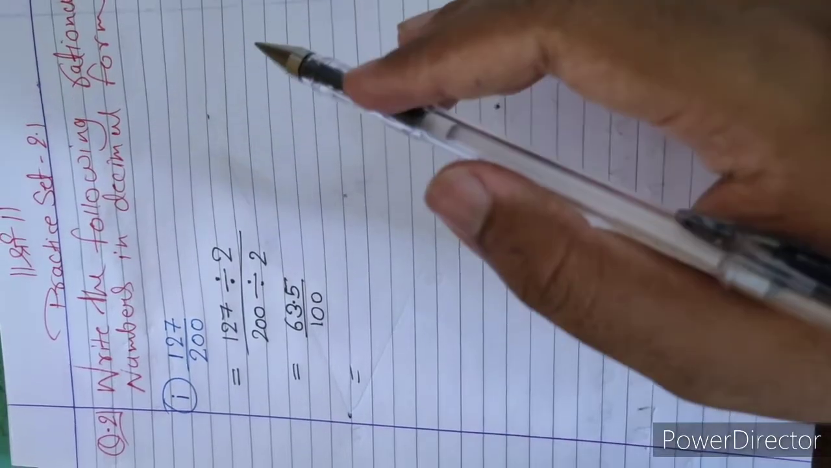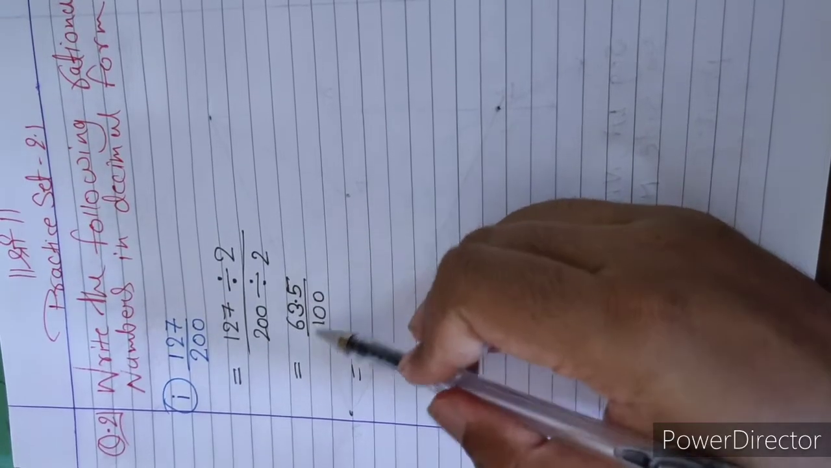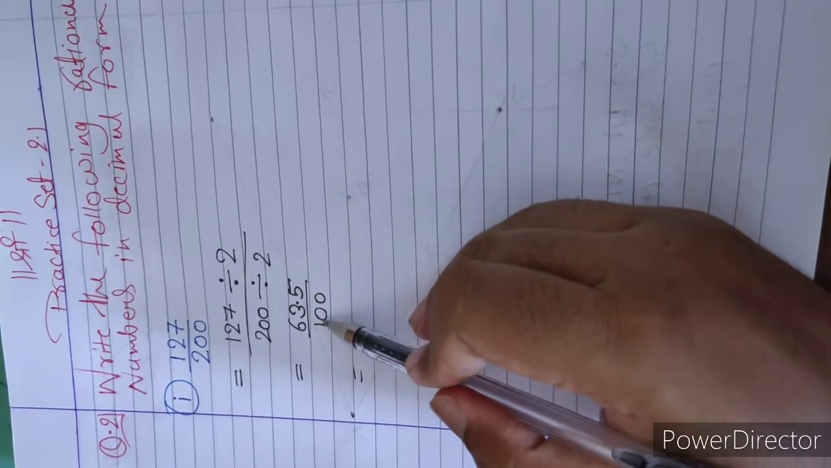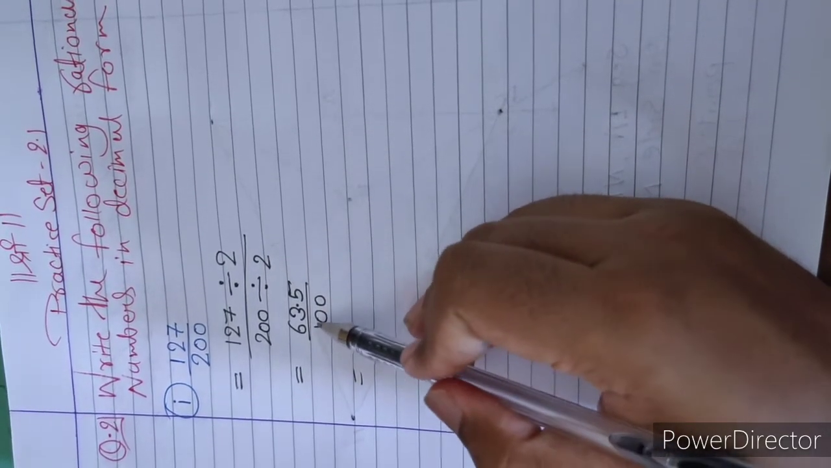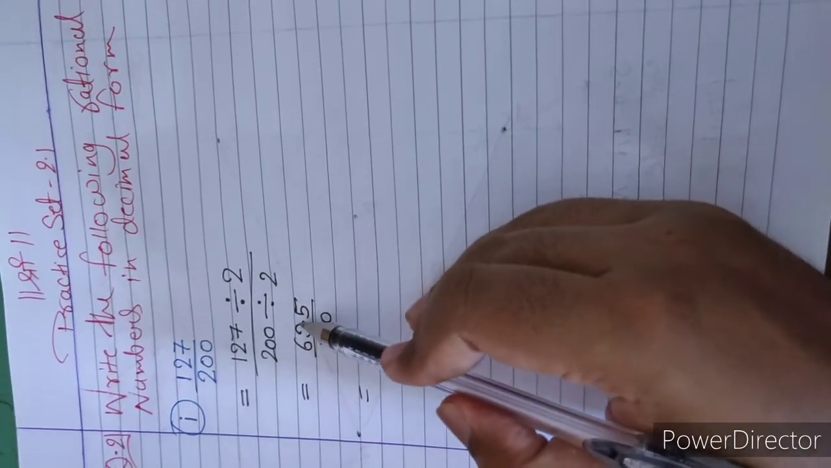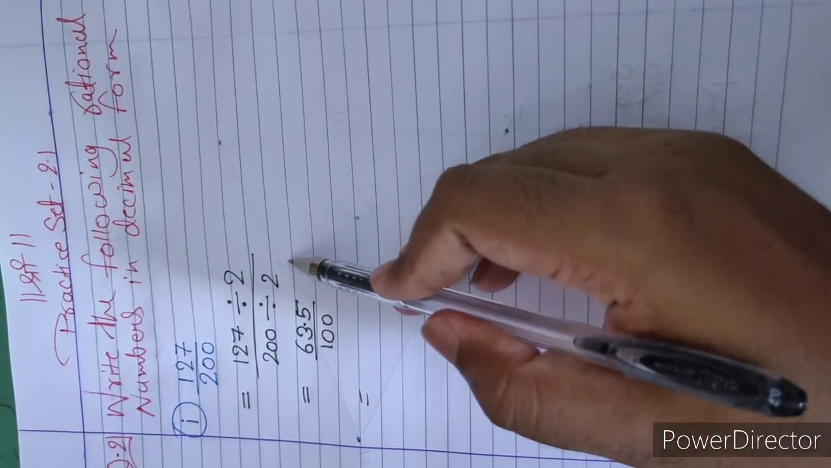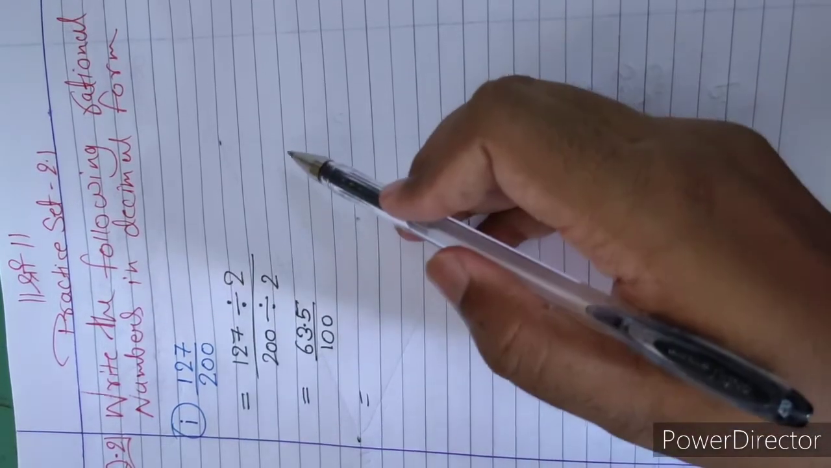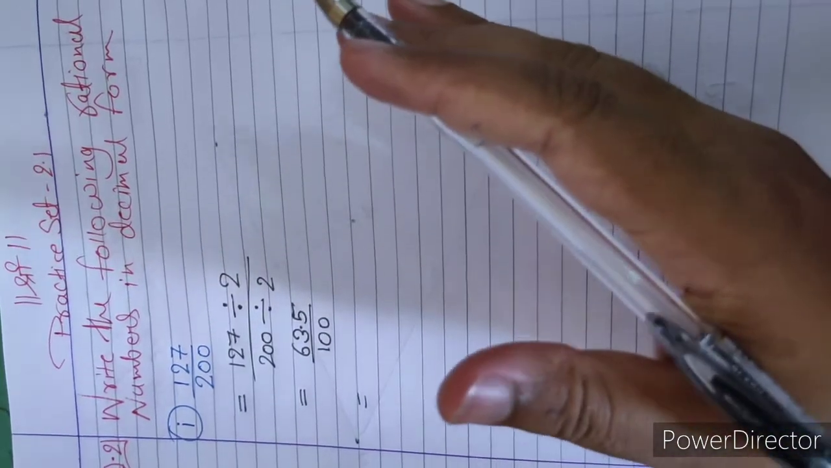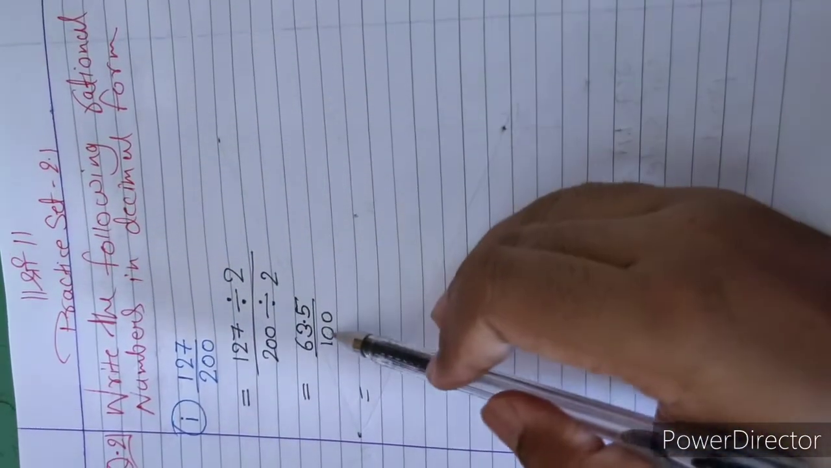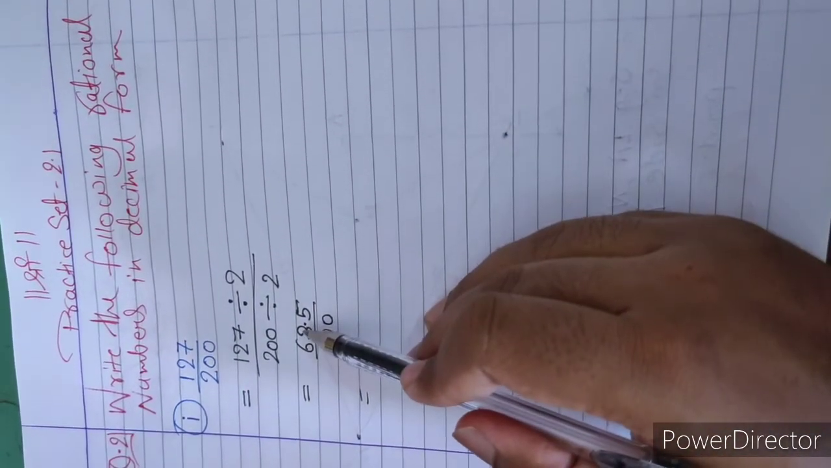So we know the rule for when the denominator contains 100, 1000, 10,000, this type of number. Here 63.5 is divided by 100, and 100 contains how many zeros? 2 zeros. Since 100 is in division, we will move the decimal to the left side. When 100 is in multiplication, we move the decimal to the right side. When it is in division, we move it to the left, and how far depends on the zeros. Here there are 2 zeros, so we will move the decimal 2 places.